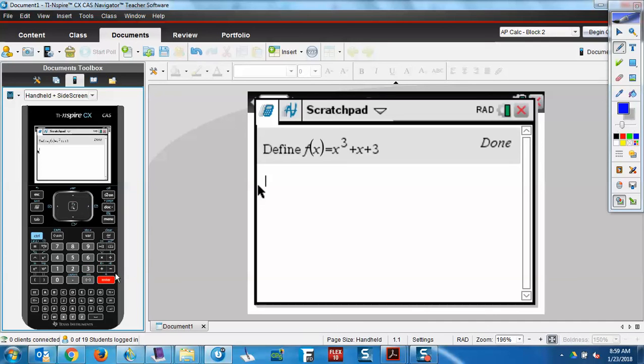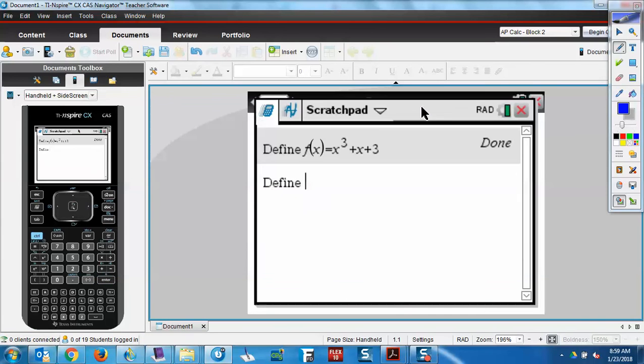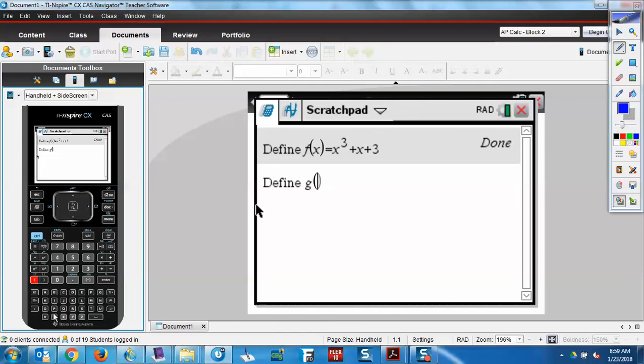Now we're also going to need the derivative, right? So let's call that g. So let's define g of x to equal 3x squared. What is it, plus 1? Okay, so we need both of those.